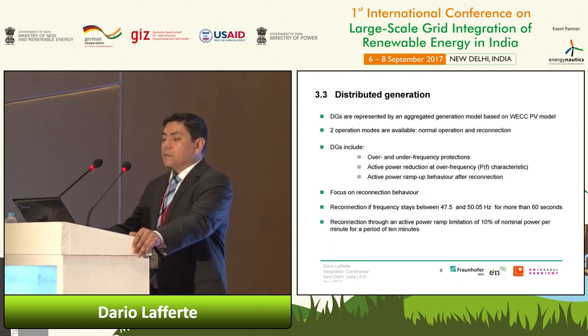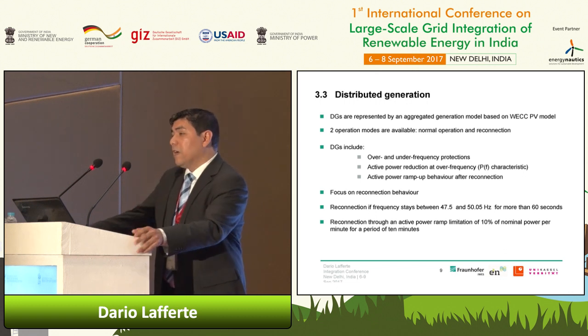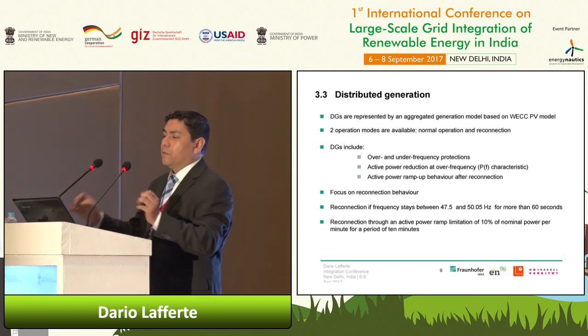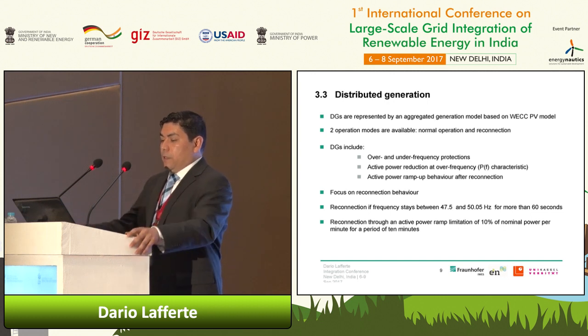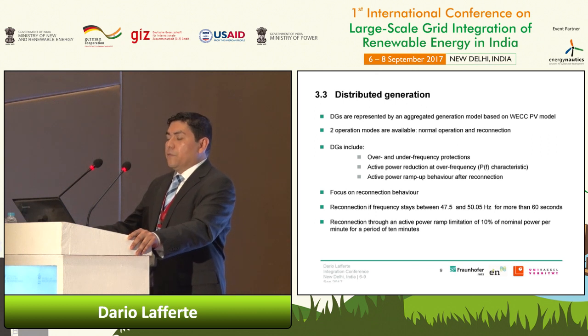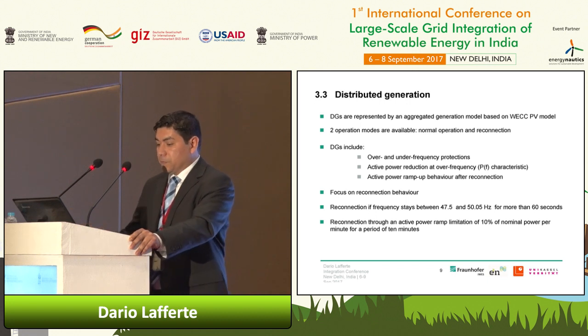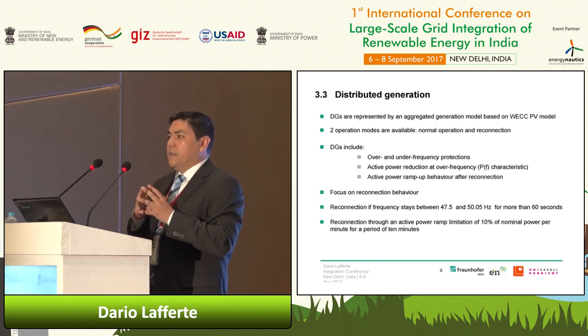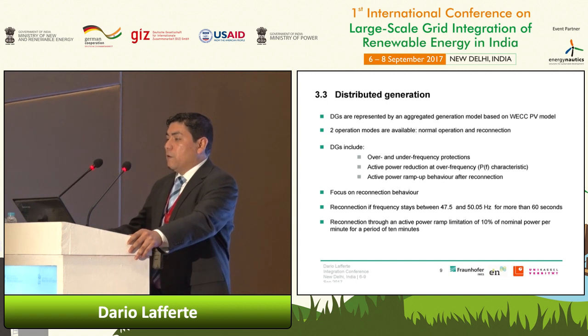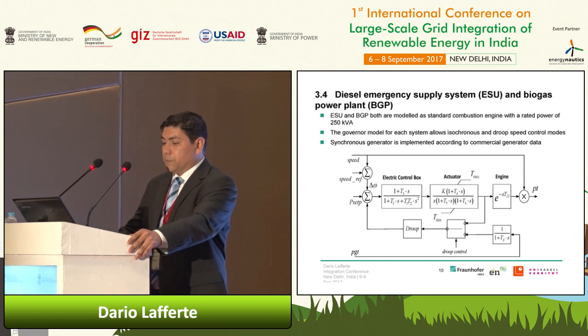The distributed generation, the DGs, are modeled considering the WECC generic PV model. We have two operation modes, normal operation and operation after reconnection. We include frequency protections, active power reduction by overfrequency, and also an active power ramp-up behavior after reconnection. This ramp-up behavior has an active power limitation of 10% of the nominal power per minute for a period of 10 minutes.